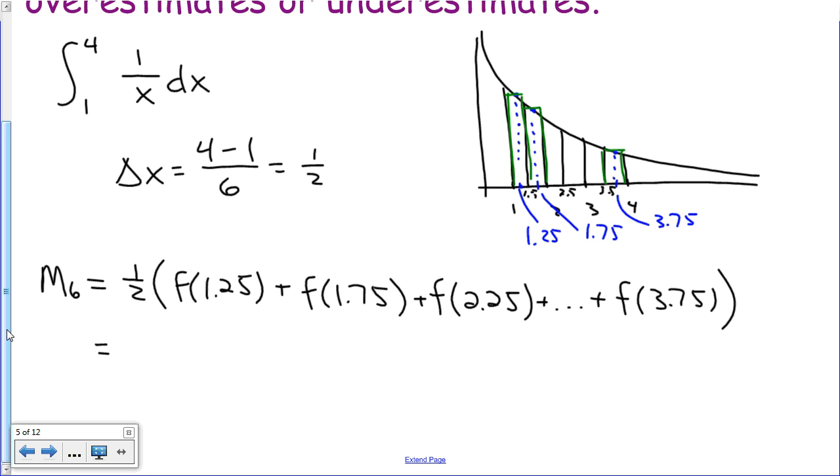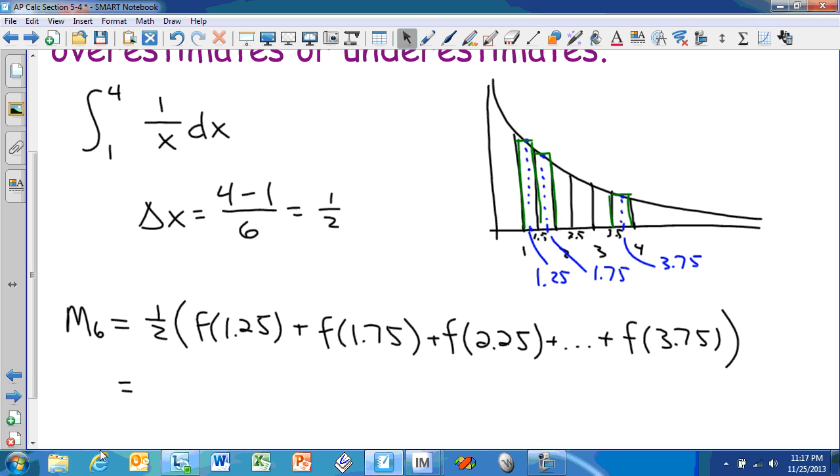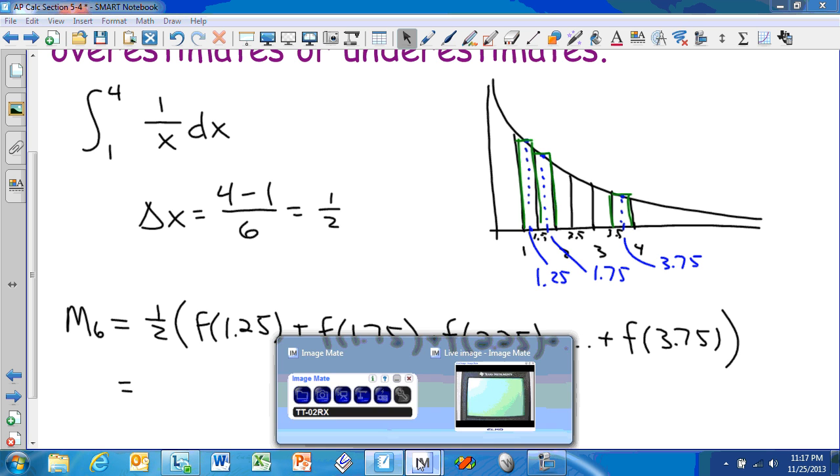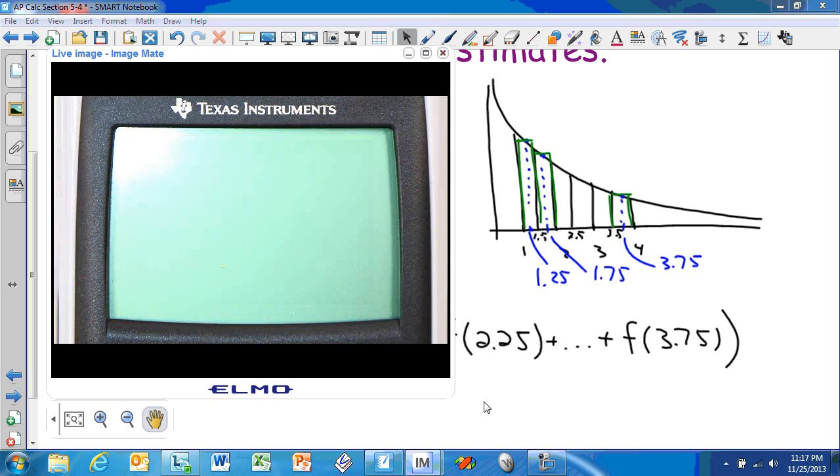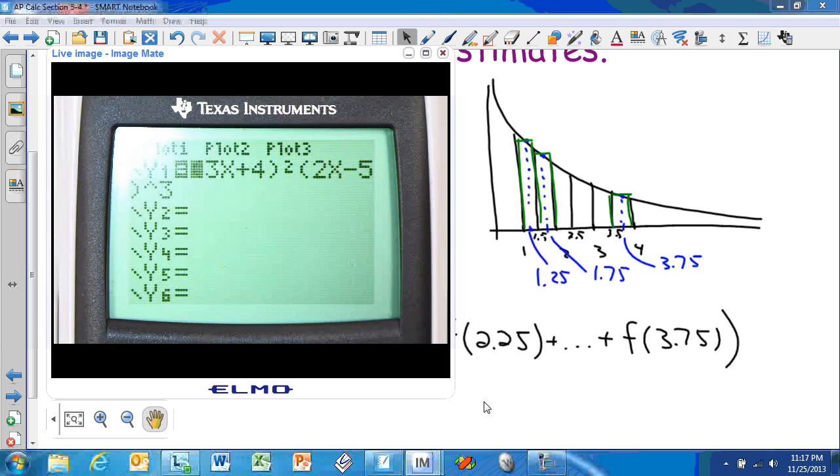So you could punch this in right on your home screen and actually do that calculation. But just like you have a program to do a trapezoidal sum, we also have a program that will help us do Riemann sums here. I'm going to give that to you to use. So let's try using that. Let me bring up my calculator. Actually, let me first calculate this from the home screen, and then I'll show you how you can use that program. So our function I'm going to put into y1, which is 1 over x.